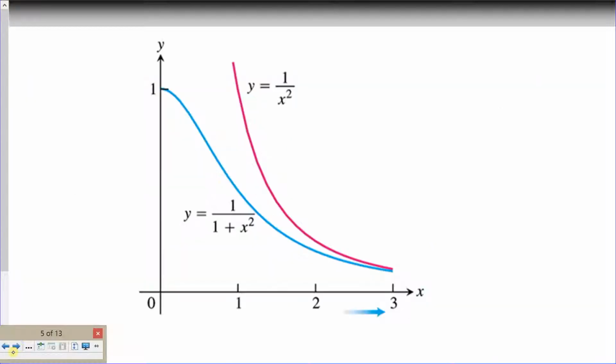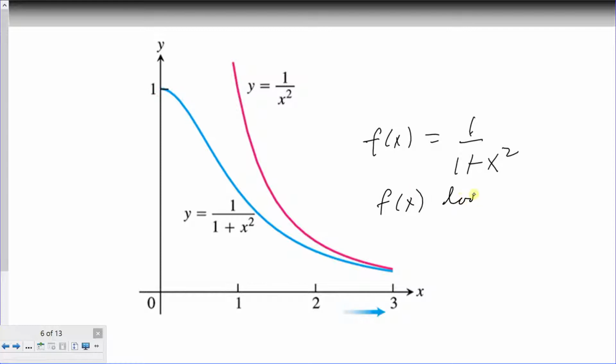For instance, suppose you look at the function f of x equal 1 over 1 plus x squared, and f of x looks like 1 over x squared as x goes to infinity.